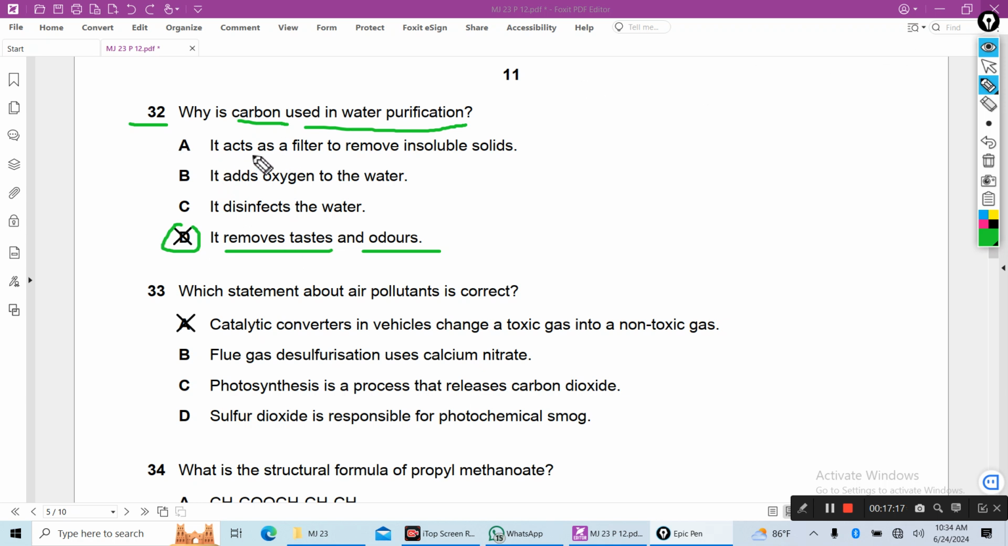Why is A wrong? It acts as a filter to remove insoluble solids. No, this is wrong. It adds oxygen to the water. Wrong. It disinfects the water. Disinfecting is done by chlorine, not carbon. So D is the right answer.